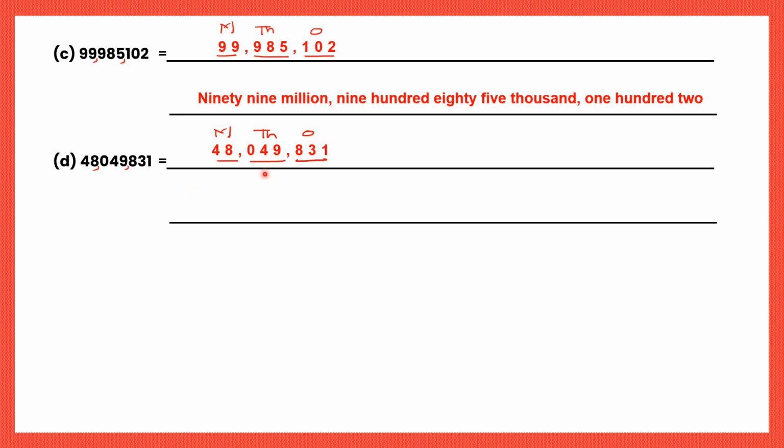48 million. Then we have 49,831. So let's write that. We have 48 million. Then we have 49,000 and we have 831.